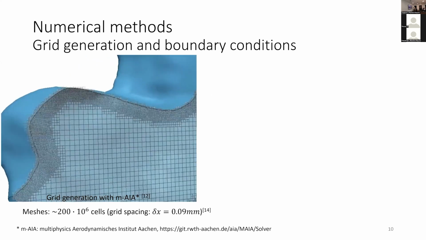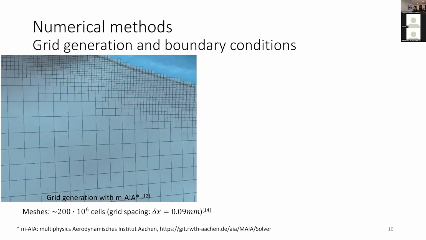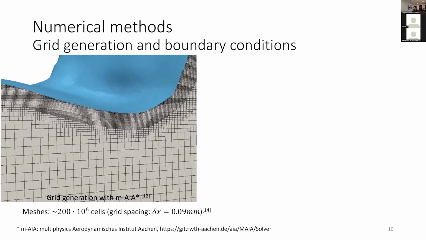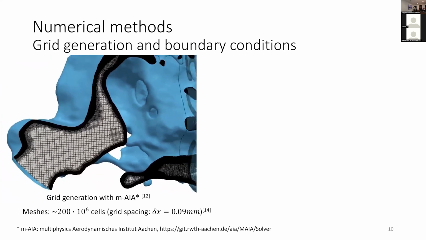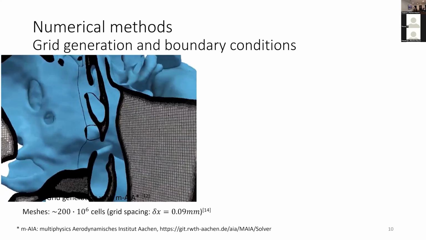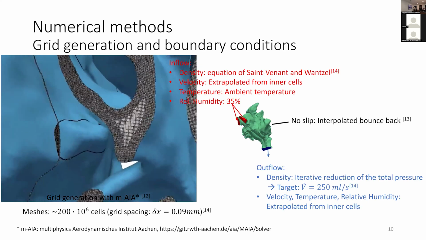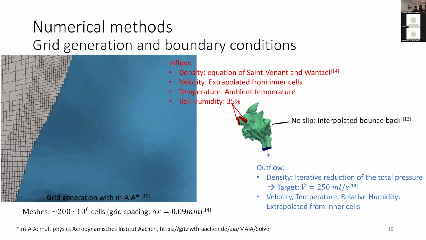And these are direct numerical simulations. So we have 200 million cells computed in Jülich on the supercomputer. And while this is still going on, I wanted to explain a bit about the boundary conditions.